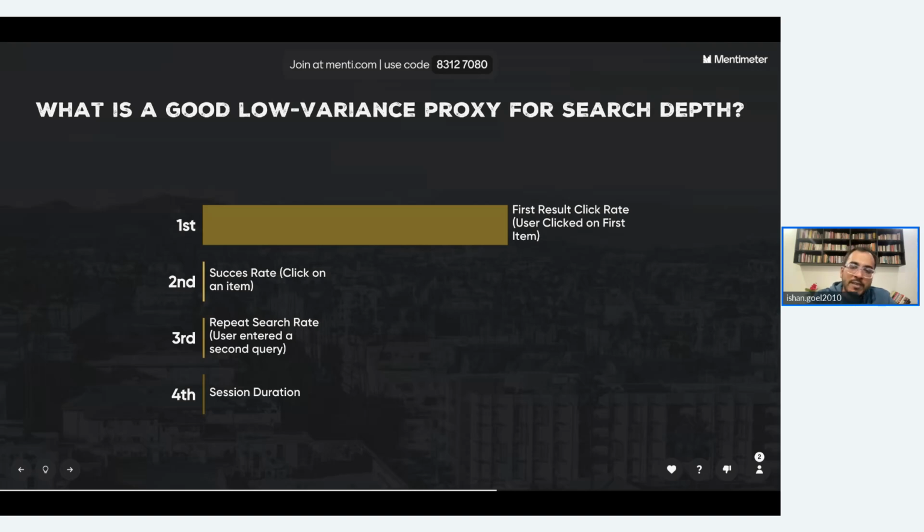Session duration would have been a good proxy, but it is not low variance because it is again a real valued metric. So first result click rate is what I also had in mind.